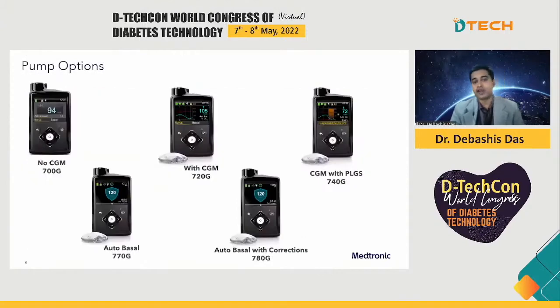Now, if you are looking for a pump, there are various options of pump. It could be a simple 700G, which is only insulin delivering with no CGM integration. It could be 720G, which has pump delivery with CGM. 740G, it could be CGM with predictive low glucose suspend. Or then it could be 770G, which is automatic insulin delivery with auto basal only. And the latest one, the advanced hybrid closed loop system, 780G, which has both automatic basal delivery and also automatic corrections. So there are a lot of options.